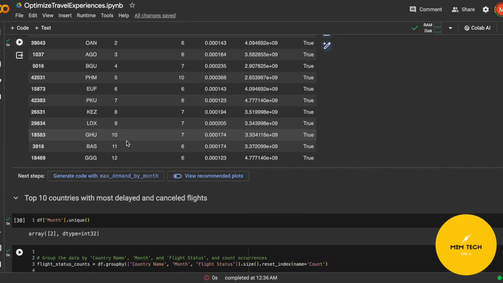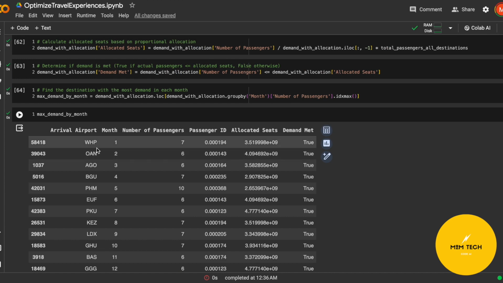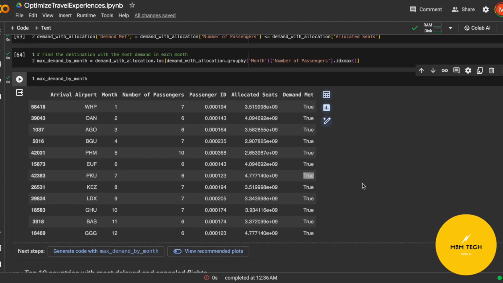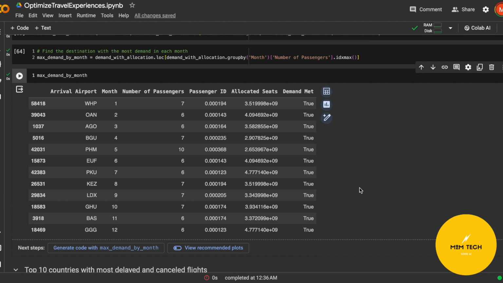And here is my final output table. This is the arrival airport where we're getting the incoming demand from, and whether the demand was met. So clearly the airline is able to meet the demands from those airports which have the maximum demand each month, which is a good thing.